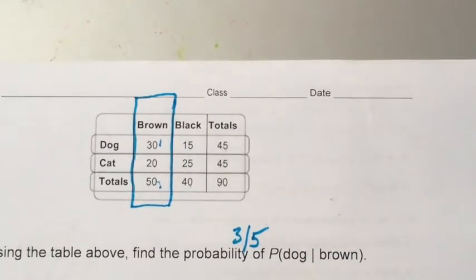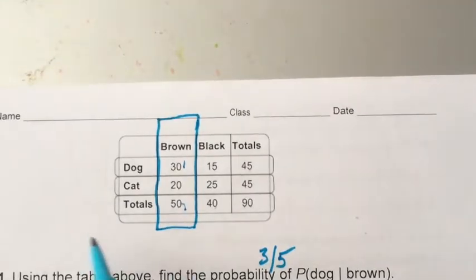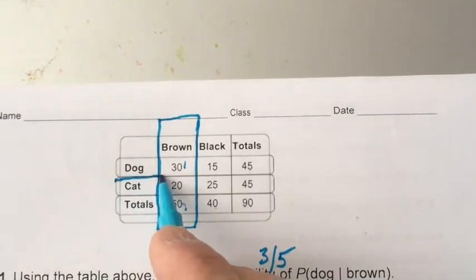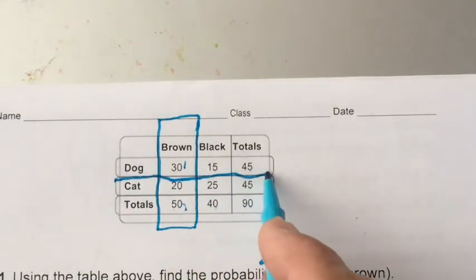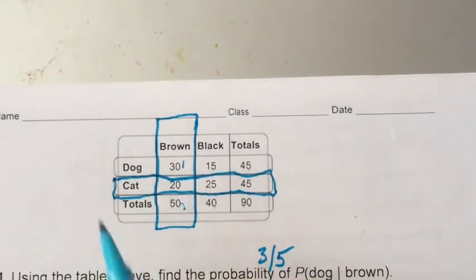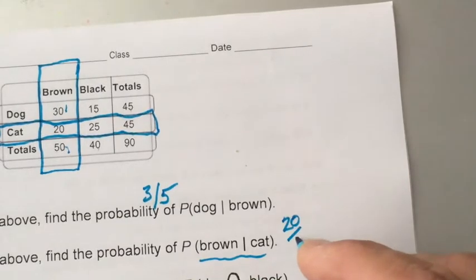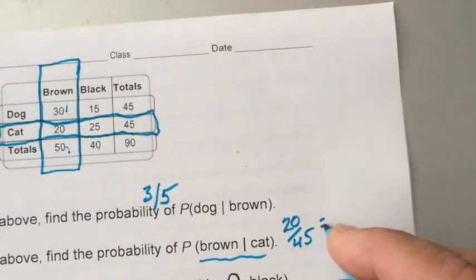The next question says, find the probability that you got an animal that was brown given that you got a cat. Well, these are the cats. There were 45 of those. 20 of them were brown. So 20 out of 45 becomes 4 out of 9.